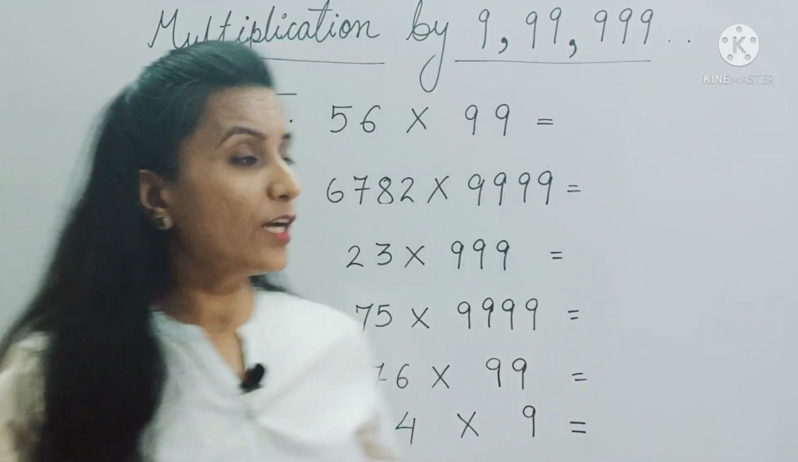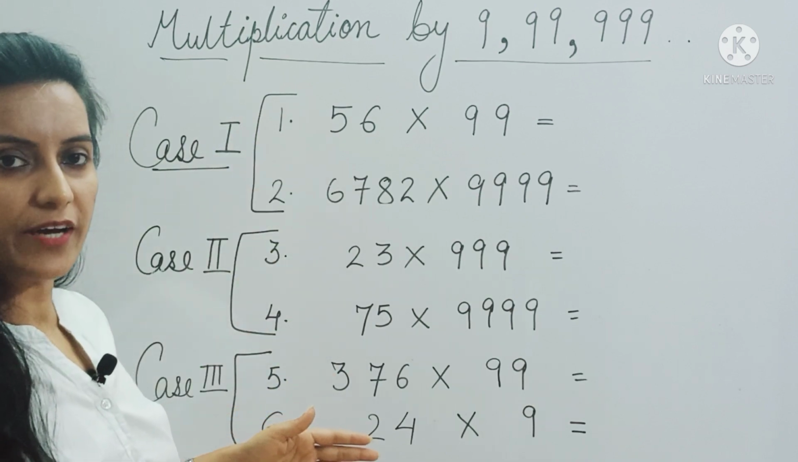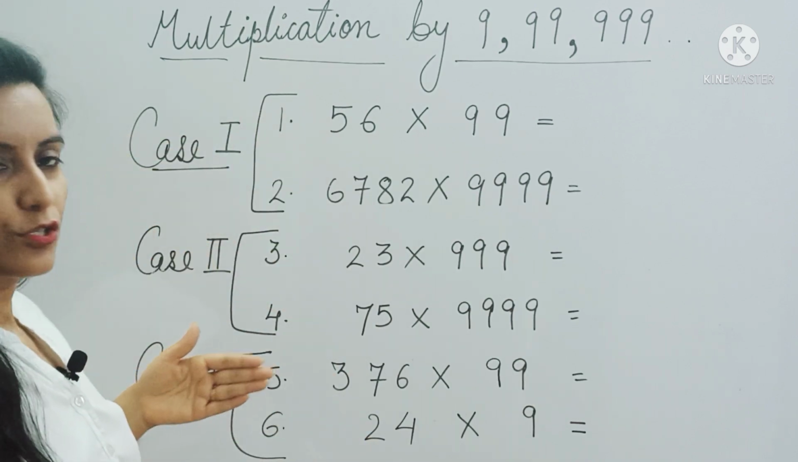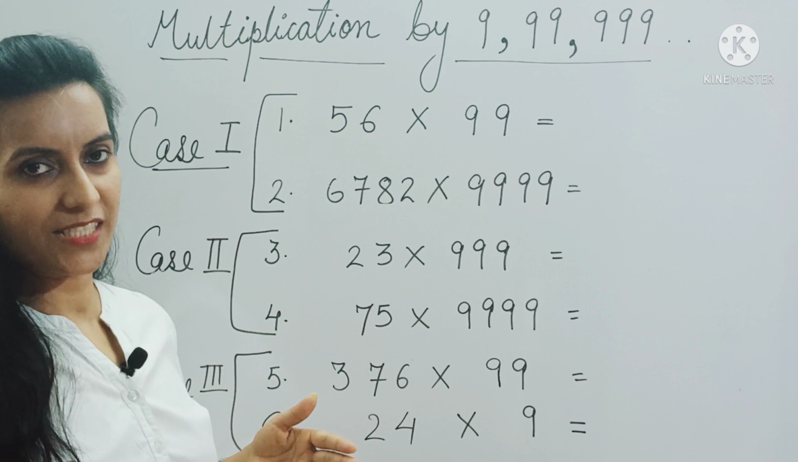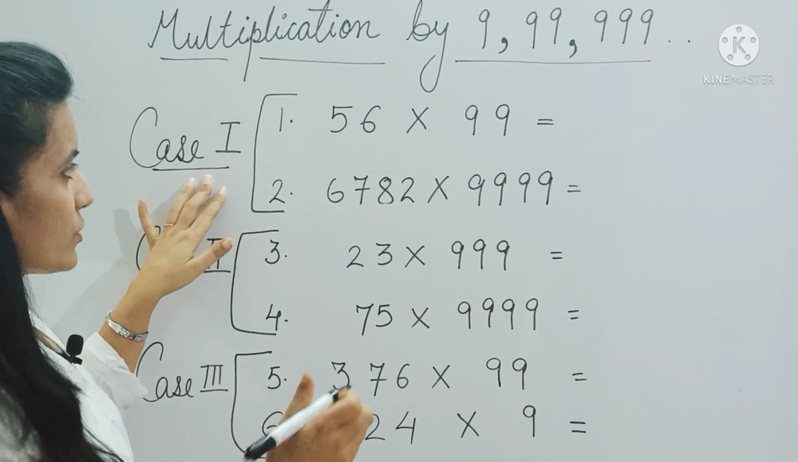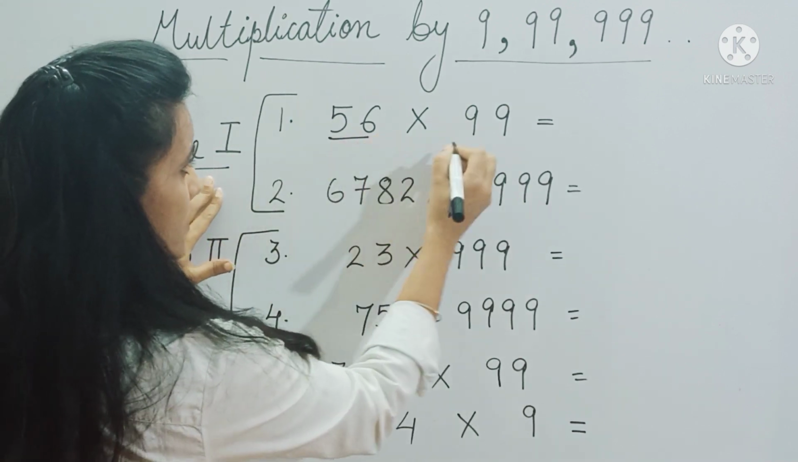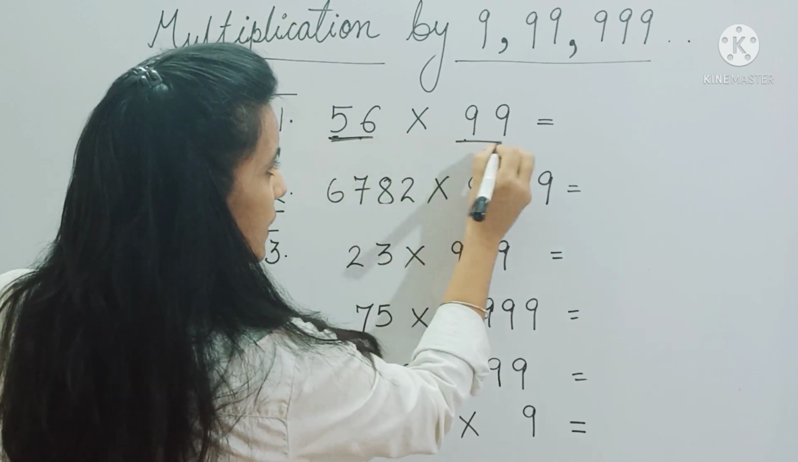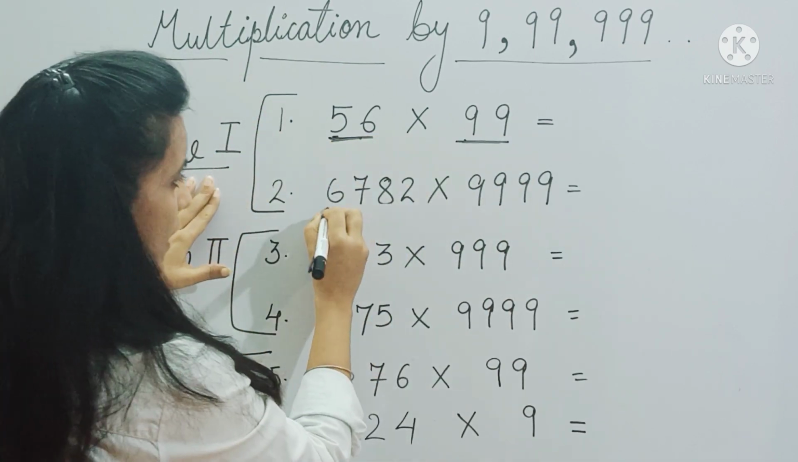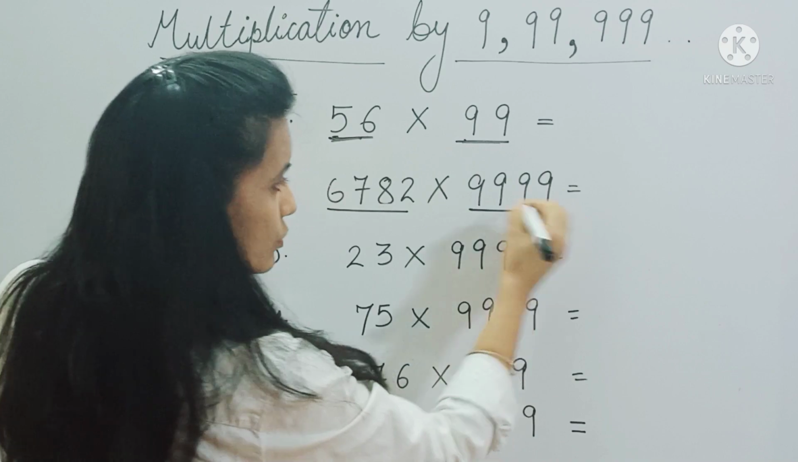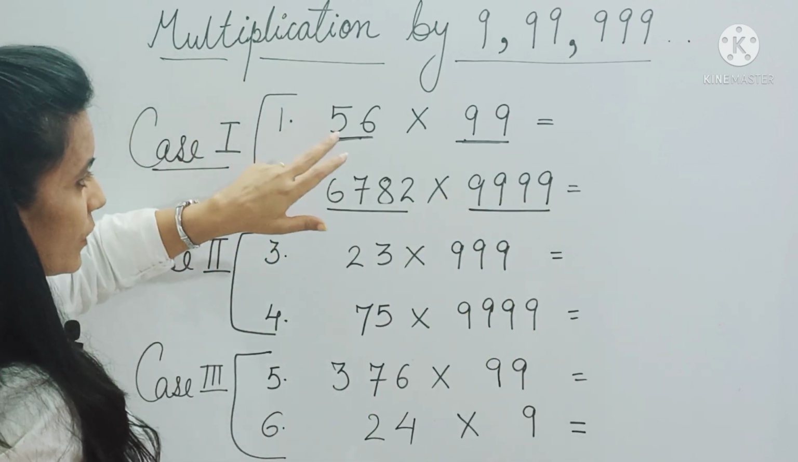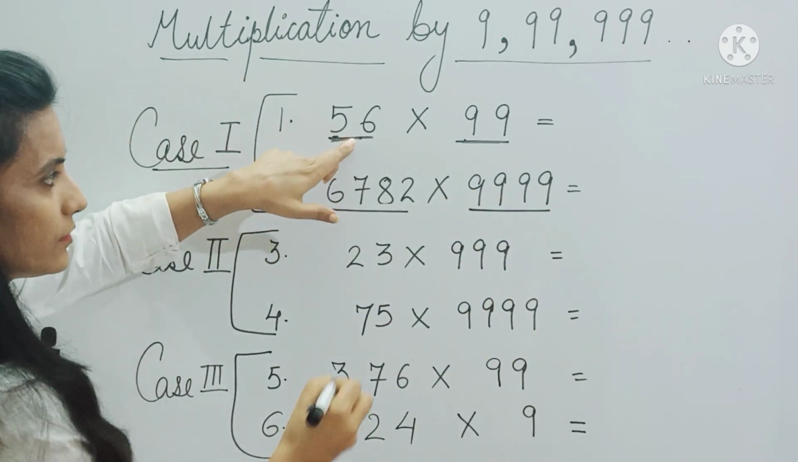Now if you see, all these questions I have divided into 3 cases. So let's discuss each and every case in detail. Now in case 1, if you see, I have an equal number of digits in multiplicand and multiplier, right? Here also I have 4 digits and here also I have 4 digits. So you have to reduce this number by 1.